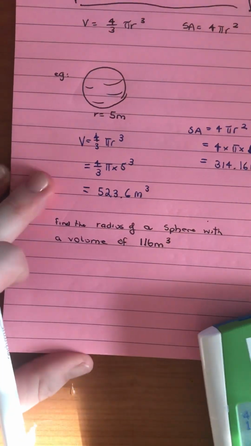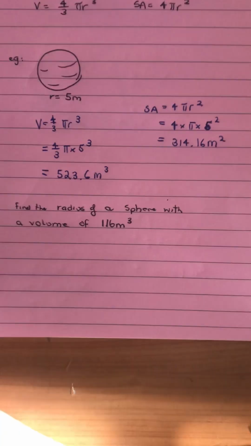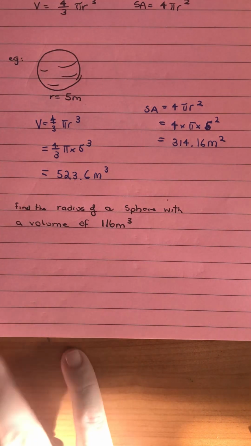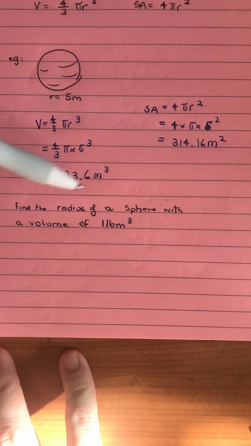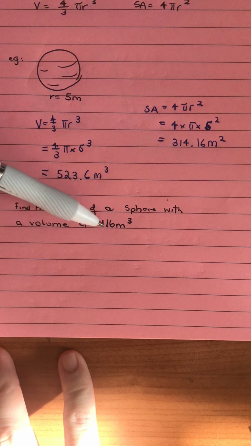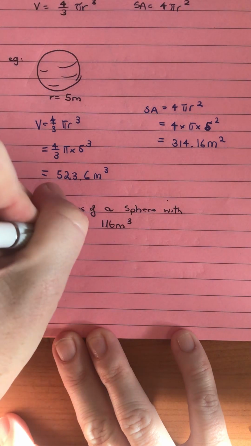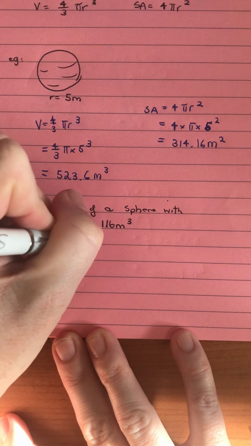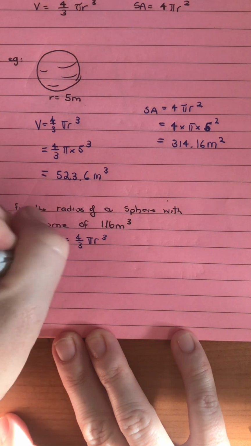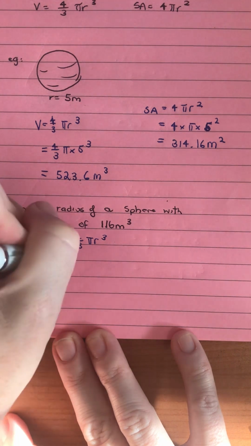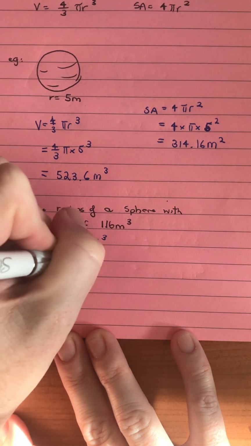Now, the next one here is one that is often put in exercises where you are working out the volume and surface area because it's working backwards. So this one has find the radius of a sphere with a volume of 116 meters cubed. So we're going to write our rule. Volume is equal to 4 on 3 pi r cubed. We're going to put in what we know. 116 is 4 on 3 pi r cubed.